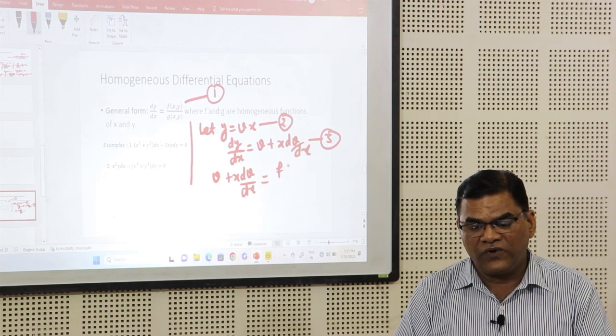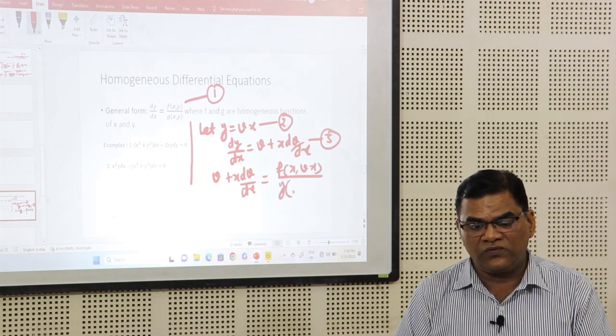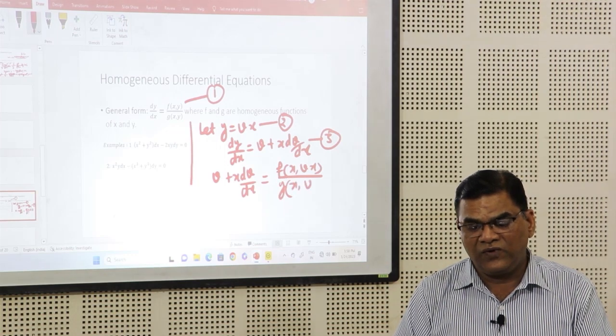If we label the first equation as number 1, the assumption as number 2, and the derivative term as number 3, then on substituting the values of y and dy by dx from equations 2 and 3 into equation 1, equation number 1 becomes v plus x dv by dx is equal to some function of x and vx.